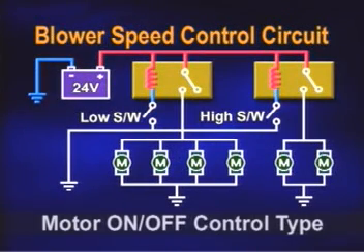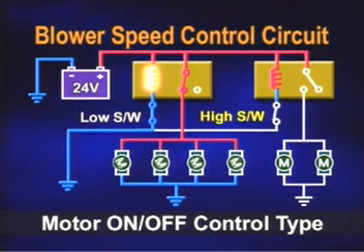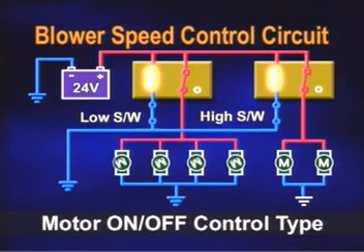This screen shows the circuit diagram of the motor on-off control type. When the low switch is on, 4 blower motors operate. When the high switch is on, 2 additional blower motors operate. Blower airflow is controlled by the number of blower motors in operation.